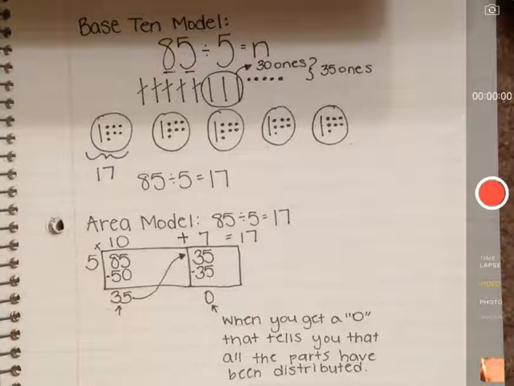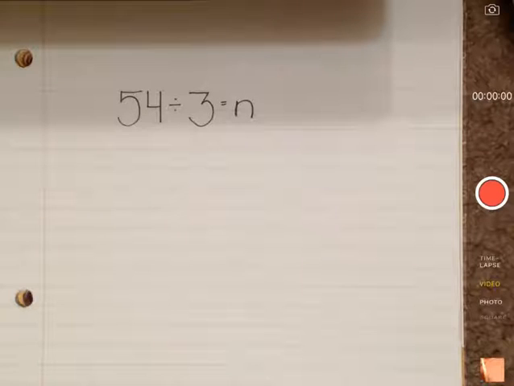Go ahead and pause your video here to get all of your area model copied down. Press play when you're ready to begin again. Okay, so now we're going to solve the equation 54 divided by 3 equals n using an area model first. Then we will check with our base 10 model.